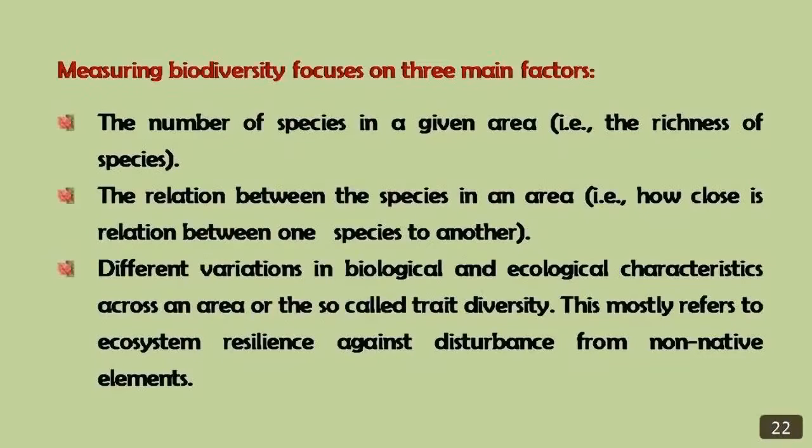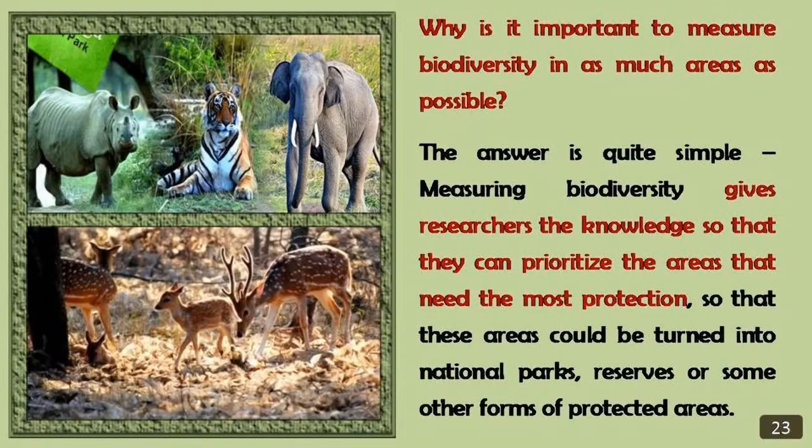the richness of the species; the relation between the species in an area, that is, how close is the relation between one species to another; and lastly, different variations in biological and ecological characteristics across an area, or the so-called trait diversity. This mostly refers to ecosystem resilience against disturbance from non-native elements.